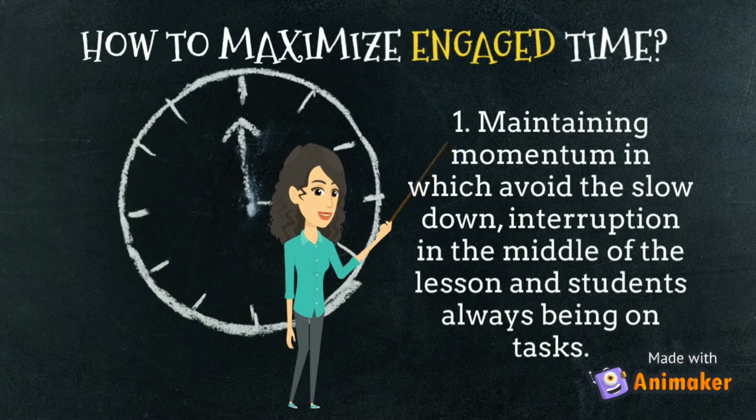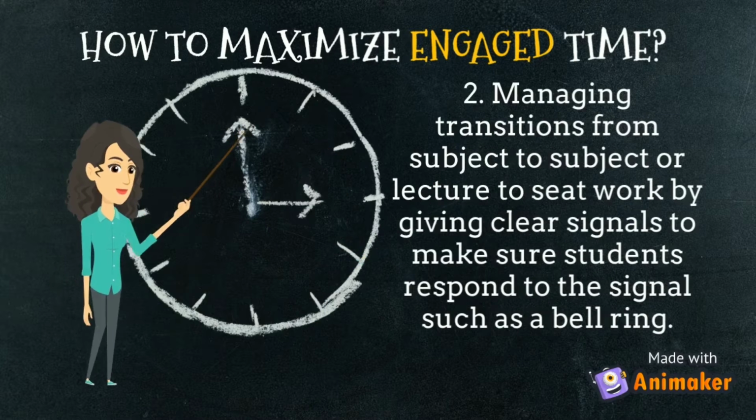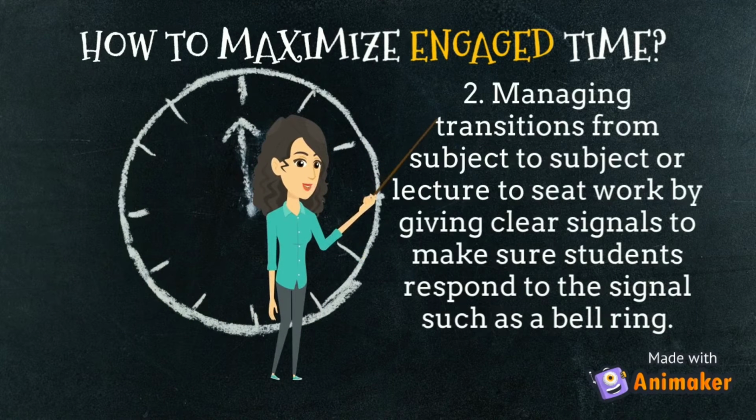So, teacher can maximize engaged time of students by maintaining momentum of the class, by avoiding slowdown and interruption, and always keep students on task. And also managing transition from subject to subject or lecture to seat work by giving clear signal to make sure students respond to the signals such as bell ring.